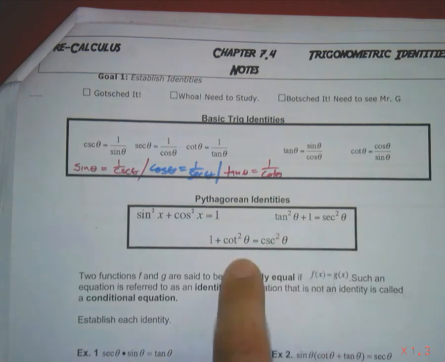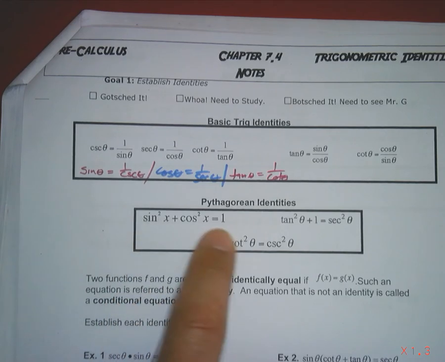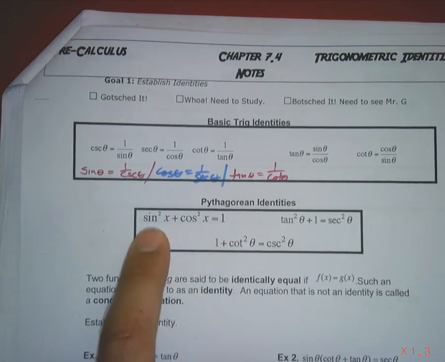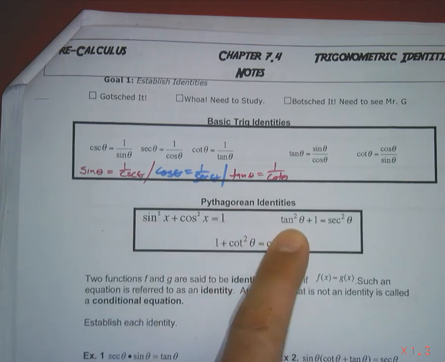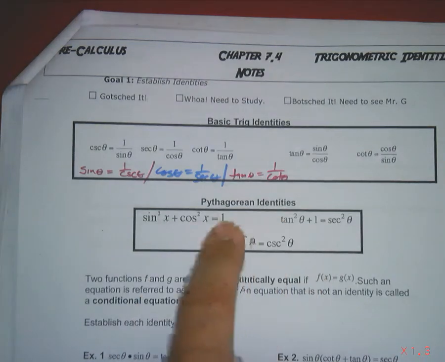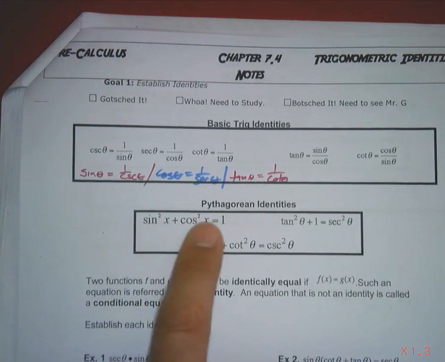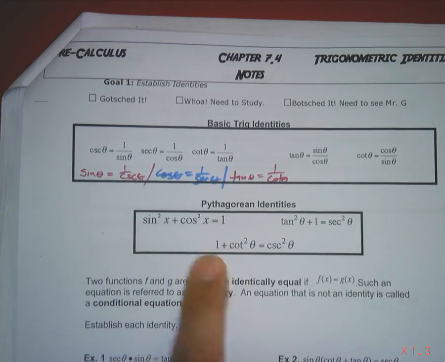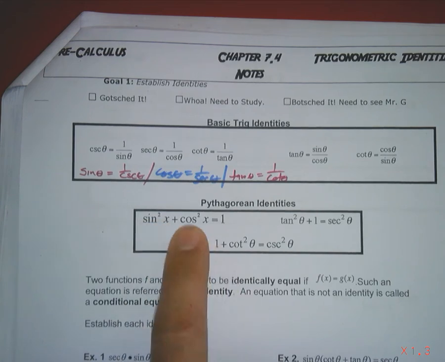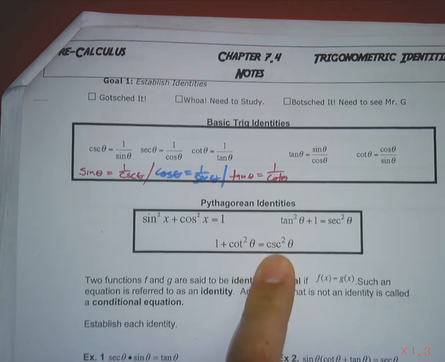And these other two here are basically derived by dividing all these guys by cosine squared. So if I take sine squared divided by cosine squared, that's tangent squared. If I take cosine squared and divide it by itself, I get 1. And then 1 over cosine squared is secant squared. And then if I take all these guys and divide by sine squared, I get this. Sine squared divided by itself is 1. Cosine squared over sine squared is cotangent squared, and 1 over sine squared is cosecant squared. So that ends up to be that Pythagorean identity.